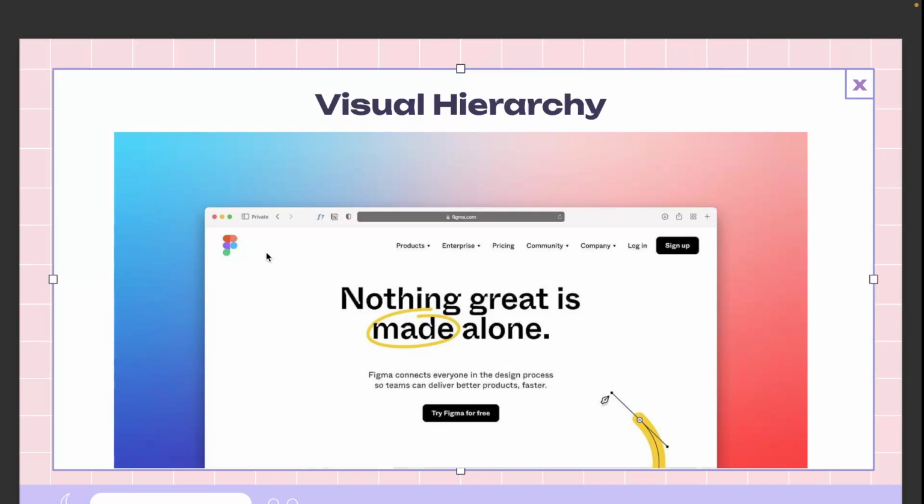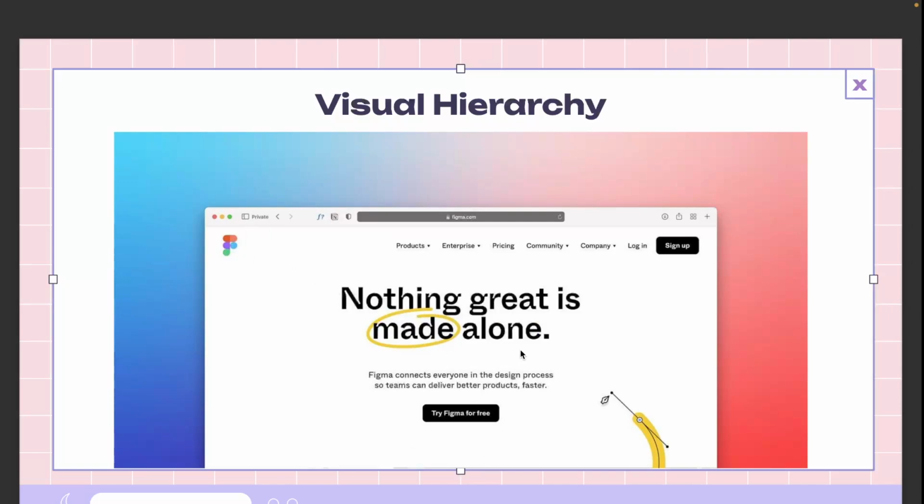Look at this. Where is your first attention going? The very first attention. "Nothing great is made alone," right? This part. Or you might have started with this, right? You might have come here and then to this part, the second one, and then to the button, right? So this is how your attention would have gone. Now do you get it?